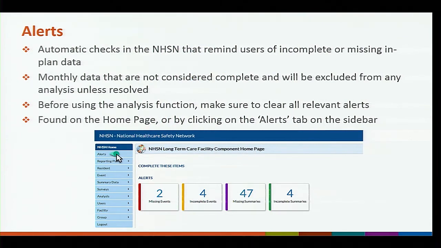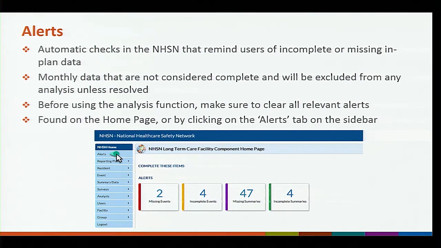Alerts are automatic checks within the NHSN application that remind users of incomplete or missing event data. Your data, again, are not considered complete and will be excluded from any analysis, and that includes any analysis that you run internally for your administrators until the alerts are resolved.